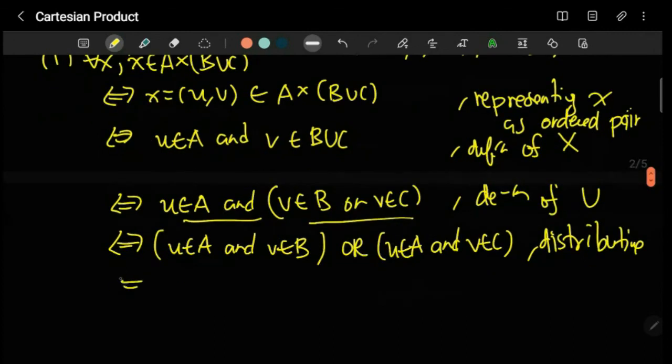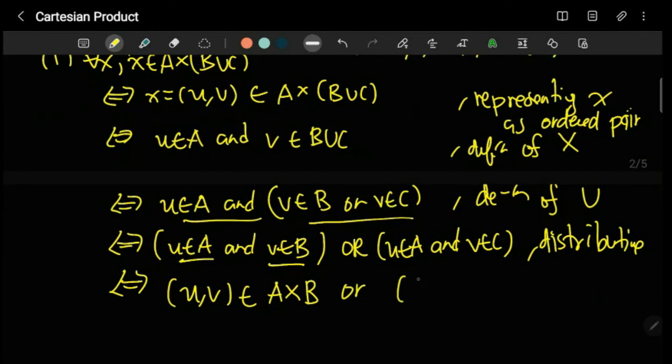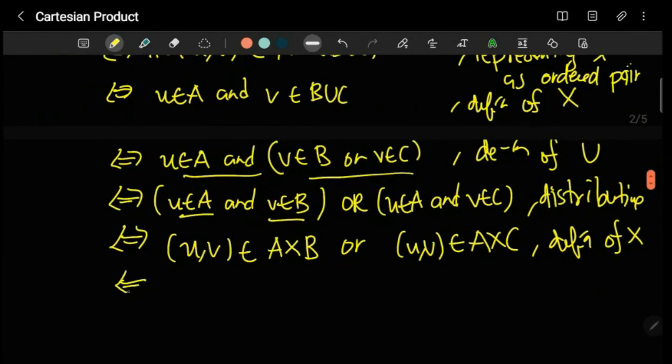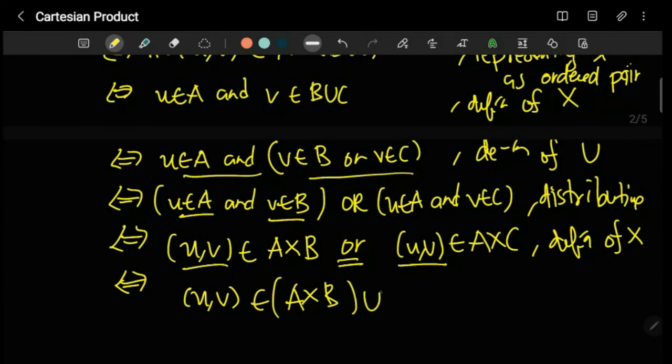Okay, let's now return to the form of the set. Since this is U in A and V in B, you have two different elements coming from two different sets. That's precisely the definition of Cartesian product. So that means the ordered pair UV is an element of A cross B, or that same ordered pair UV is an element of A cross C. Definition of Cartesian product. But since this is an OR statement, same element, that same element is either from A cross B or from A cross C. So that means it's from the union of the two. That's definition of union.